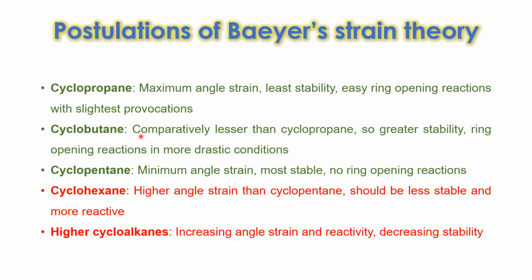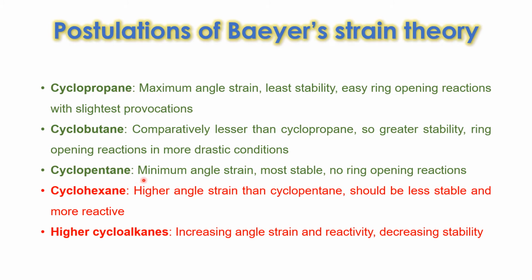But in cyclobutane, the bond angle has increased as compared to cyclopropane. So there is comparatively lesser strain than cyclopropane. So stability is a little bit greater, but still there is a deviation. We have seen a 9 degree deviation. So it will undergo ring opening reactions, but not in slight or dilute conditions. It will need more drastic or stringent conditions to carry out ring opening. It will be comparatively more stable than cyclopropane.